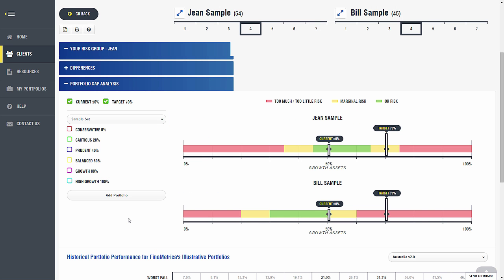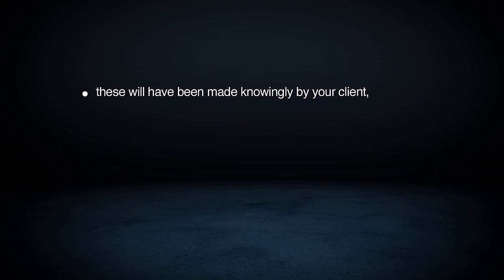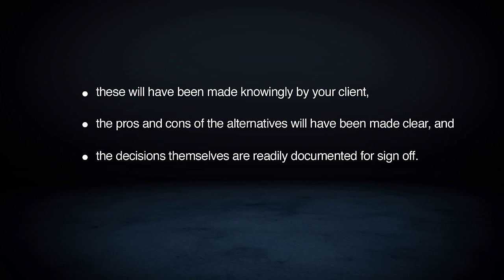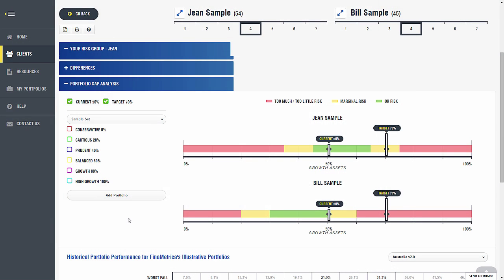If, in developing recommendations, trade-offs were required because of risk tolerance mismatches within couples or as a result of gap analysis, then these will have been made knowingly by your client, the pros and cons of the alternatives will have been made clear, and the decisions themselves are readily documented for sign-off. Not only does Finimetrica help you meet this legal obligation, but it also makes it easy to prove that you did, should proof be necessary.